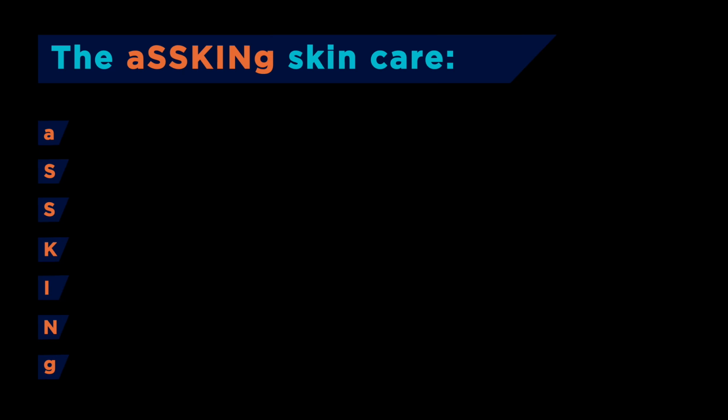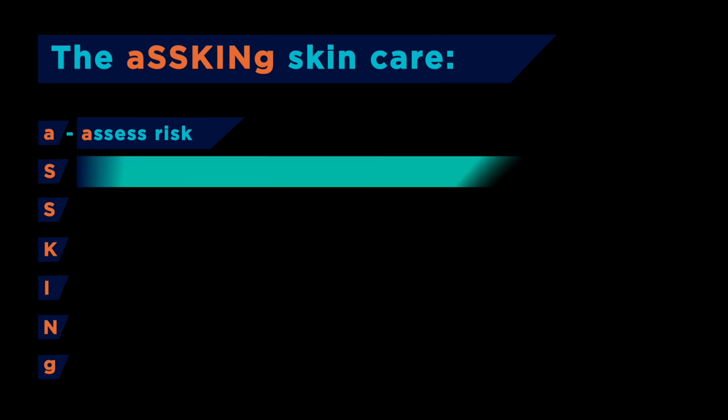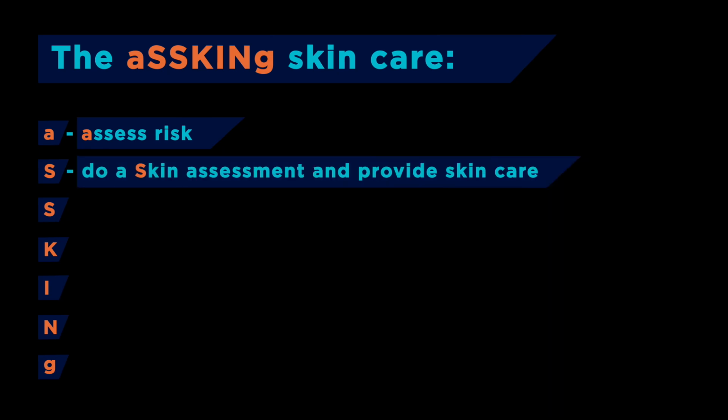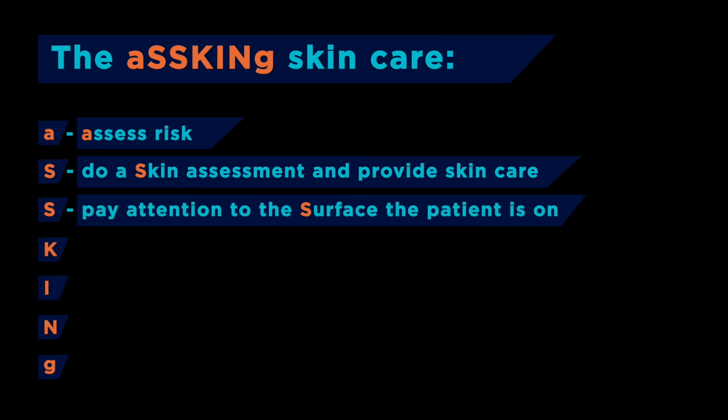So the A is about an underpinning principle. It's about assessment of risk, ensuring that we identify those most at risk. The first S is about skin assessment and skin care, making sure that we're looking for any early signs of damage. The second S is about the surface, checking that you have the right surface for the patient underneath them on a 24-hour provision and that it's working appropriately. The K is for keeping the patient moving. As we all know, immobility is one of the key risk factors, so we look at how we can maintain patient mobility or where we can help them to mobilise by repositioning.